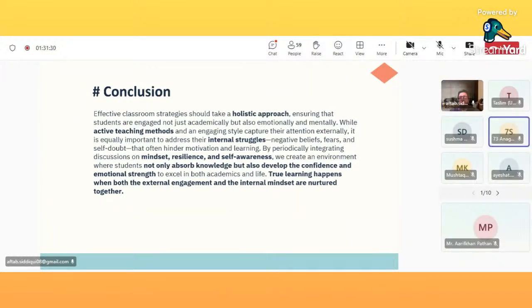Hello, sir. Yes, please. Sir, most of the time, students of diploma are not attending the classes. So what strategy should be used to improve the attendance of the students?